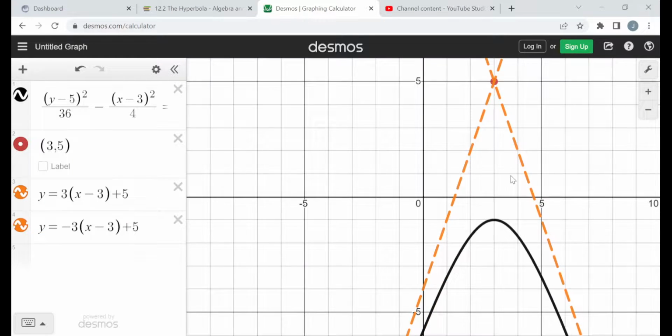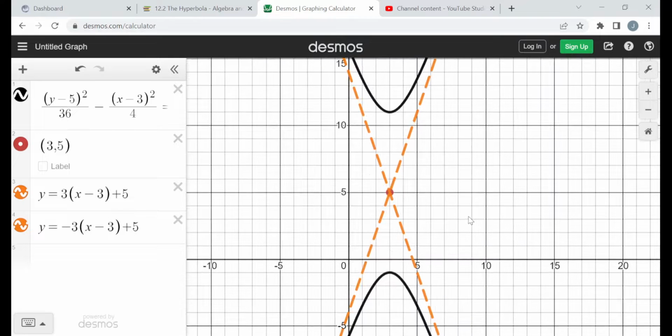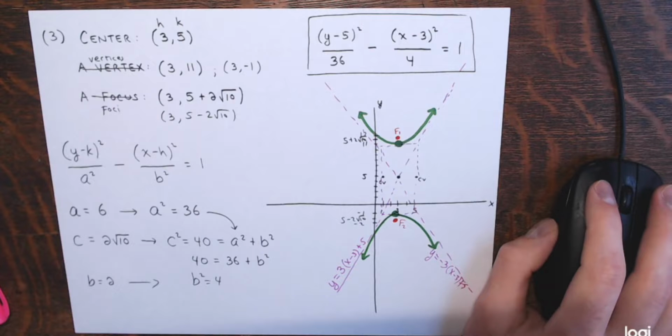Let's do this. Okay, so looks good. All right.